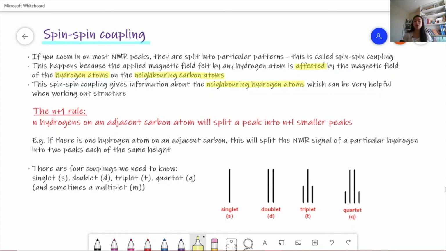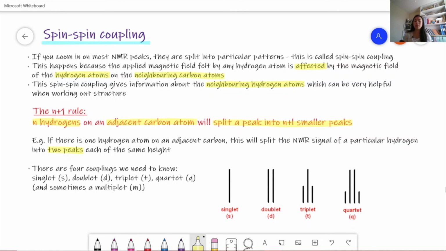And so we have a rule, and it's called the n+1 rule. It states that n hydrogens on an adjacent carbon atom will split a peak into n+1 smaller peaks. And so, for example, if we have one hydrogen atom on an adjacent carbon to the hydrogen we're looking at, this will split the NMR signal of a particular hydrogen into 2 peaks, each of the same height. And this is what we call a doublet if there's 2 peaks.